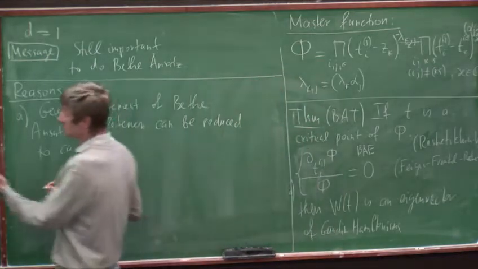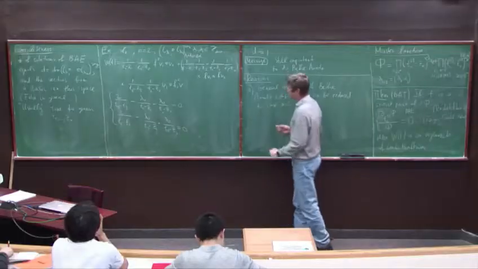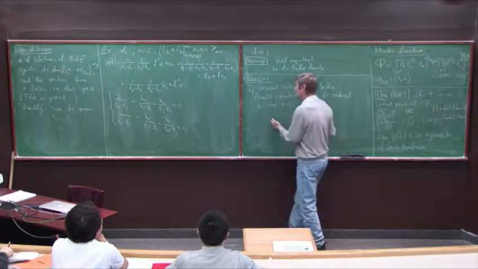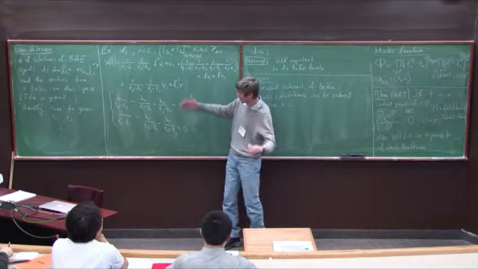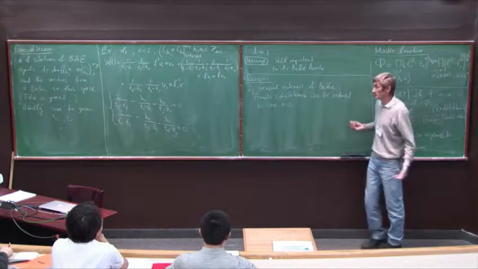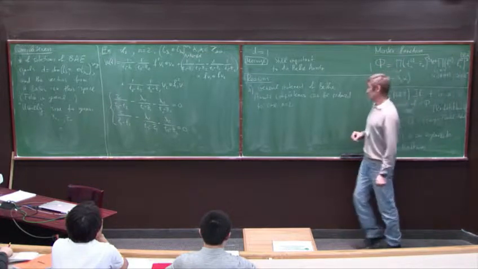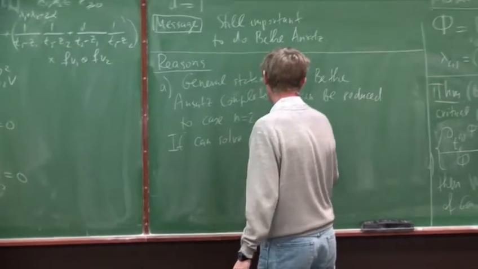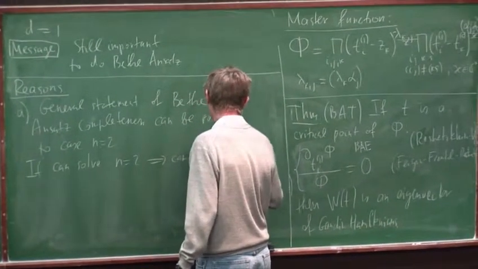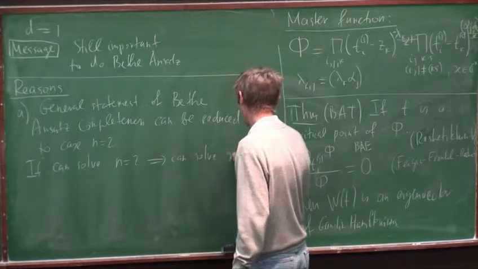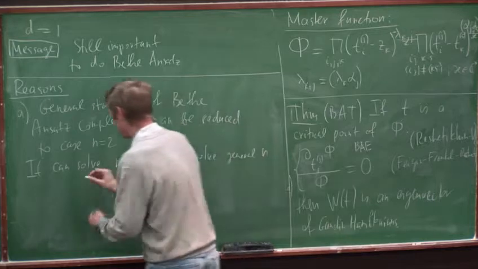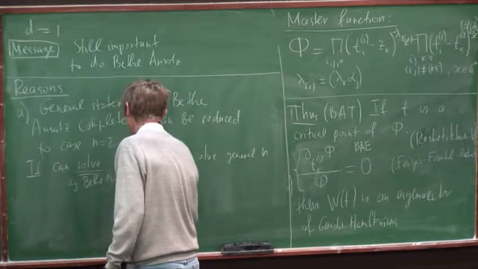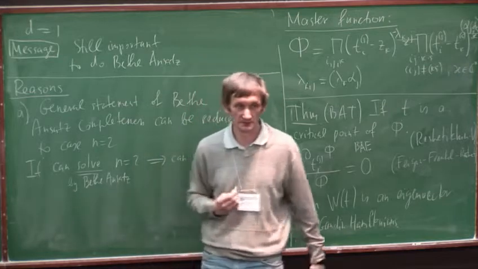So if I can not just find eigenvectors and eigenvalues of this, but if I can prove that this eigenvector actually has a form coming from Bethe ansatz, then this system of equations will be generalized, deformed, and eventually I will get completeness of Bethe ansatz in a large situation. So if I can solve n equal 2, I can solve everything, so general n. But solve here means solve by Bethe ansatz. It's not enough to know eigenvectors and eigenvalues, it's important to know the t's they're coming from here.